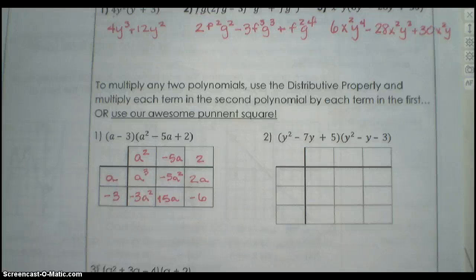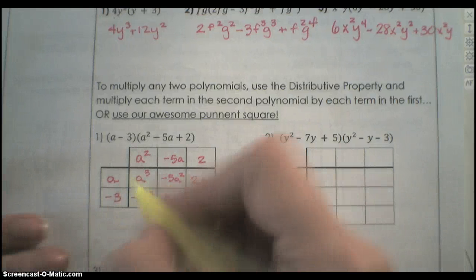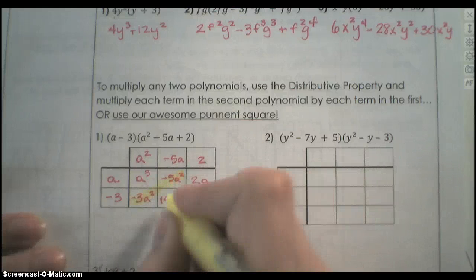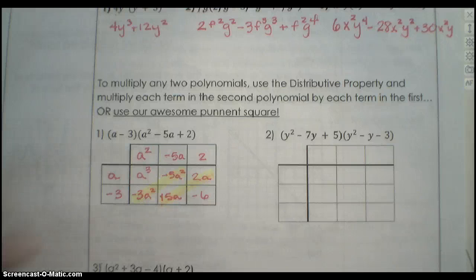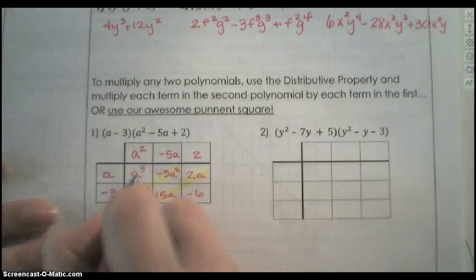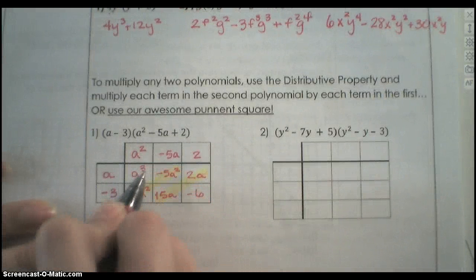So now if you use this chart, you'll be able to see that the diagonals are creating those like terms, and it's easy to then combine them. So I'm just going to highlight those so you can see them. So now to write our final answer, we have our biggest exponent first, a to the 3rd.